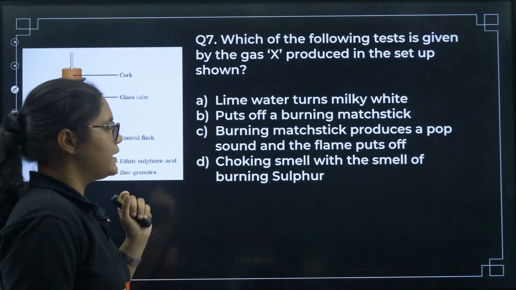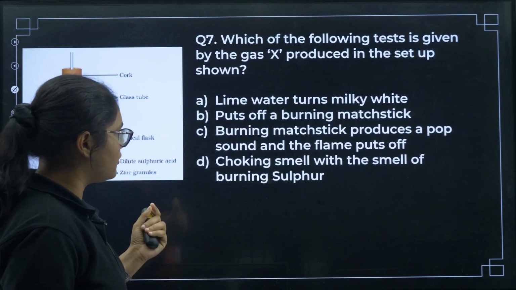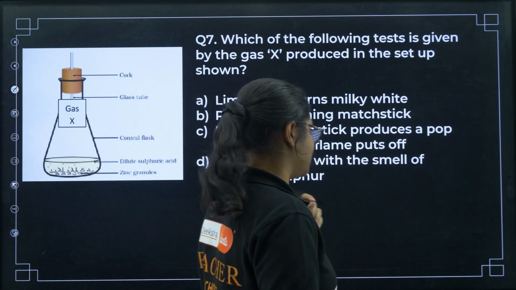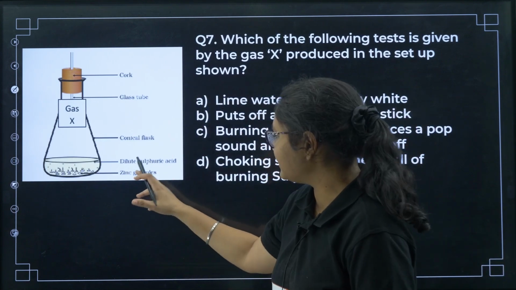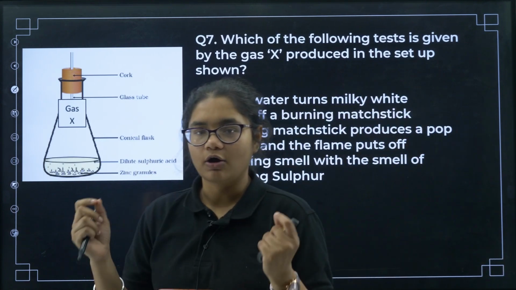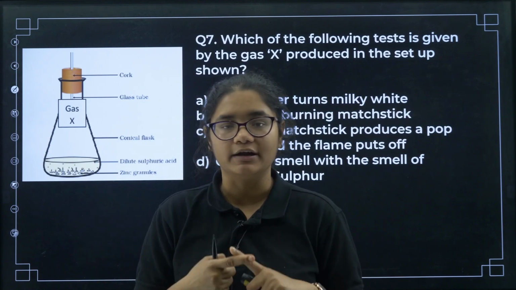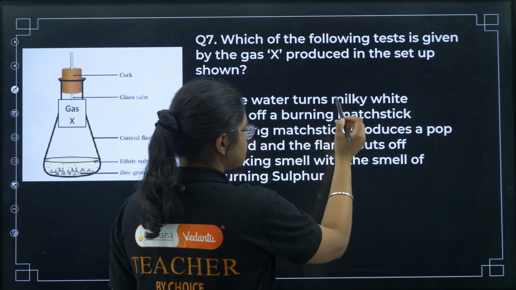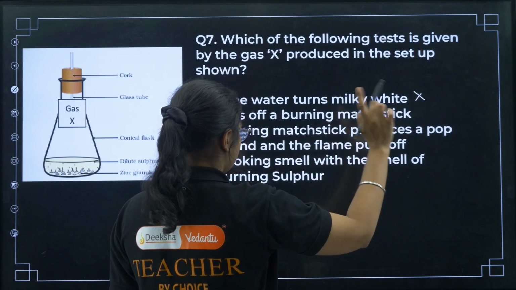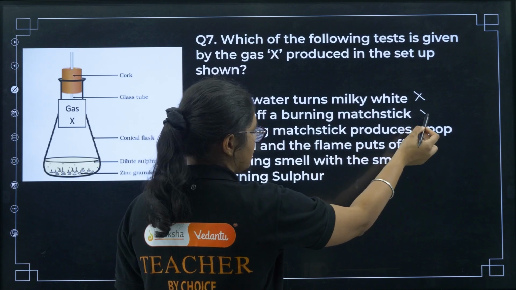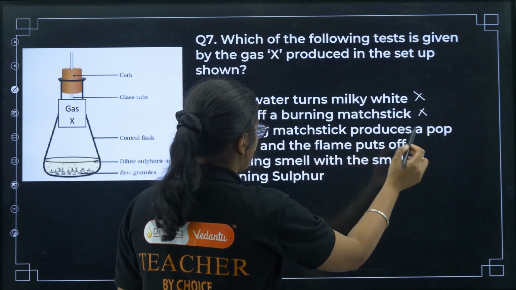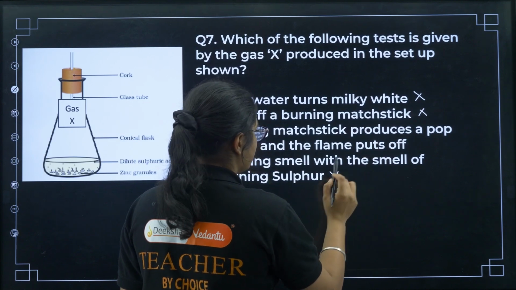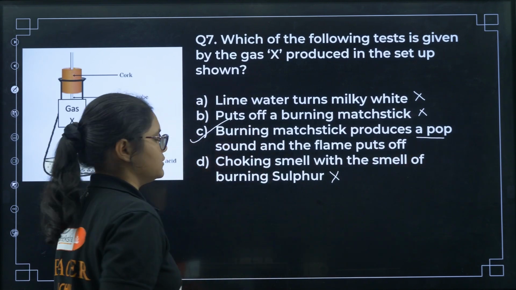Okay. Next, question number 7: which of the following tests is given by the gas X produced in the setup shown? So here you have zinc granules, okay, and then you have taken dilute sulfuric acid. So zinc or any metal, when it reacts with acid, you get hydrogen gas, right? So how does hydrogen gas behave? Lime water turns milky white? This is for carbon dioxide gas, so incorrect. Puts off a burning matchstick? No. A burning matchstick produces a pop sound and the flame puts off. Choking smell with the smell of burning sulfur? No. So there is a pop sound with hydrogen gas, so option number C here.